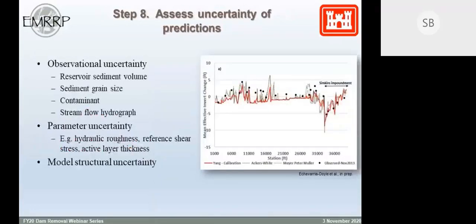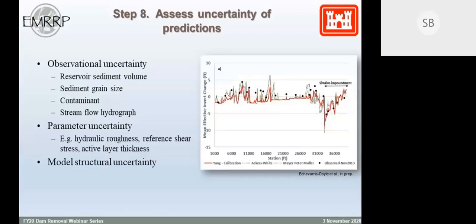So we also have to be aware of some of the uncertainty as far as our predictions. No matter what techniques we use, there's going to be some level of uncertainty. This uncertainty may be observational, where we're unsure about some of our measurements. For instance, how sure are we about our estimate of the reservoir sediment volume? Were we able to get measurements of the pre-dam topography, for instance? Also, did we collect enough samples that we have confidence in the grain size distribution or the contaminants tested? So we may have some uncertainty that remains there.